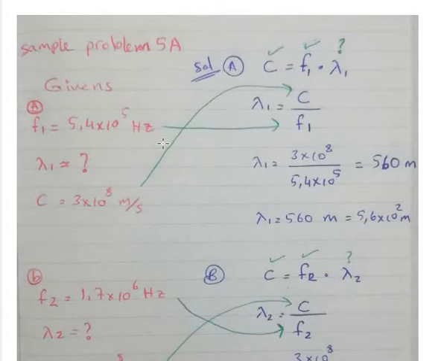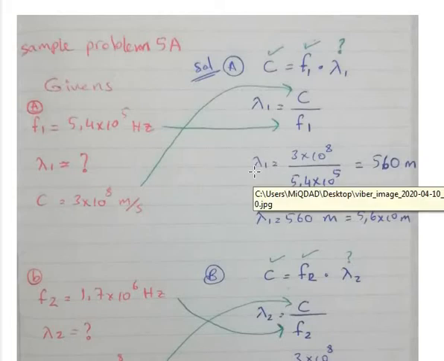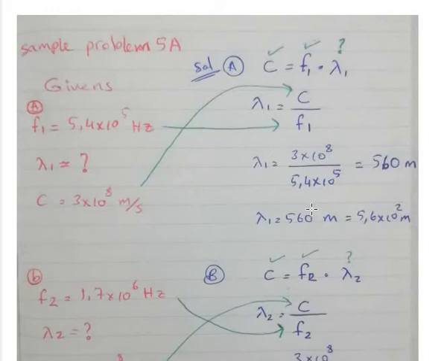So we will replace the numbers now. We have the speed of light, we put it in here, and the frequency instead of F1, and by dividing those numbers, lambda 1 is equal to 3 times 10 to the power 8 over 5.4 times 10 to the power 5. We will get the result of 560 meters. You may find it like that in the calculator, or like this 5.6 times 10 to the power 2 meters. Whichever you find, it's correct. Which one you use is up to you.